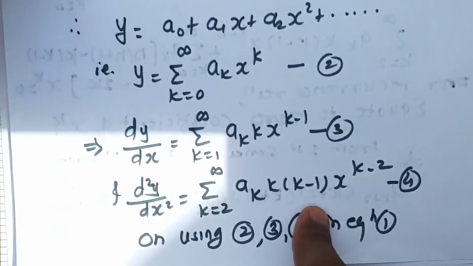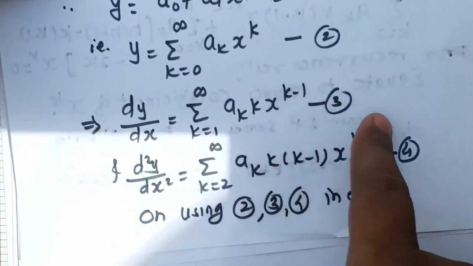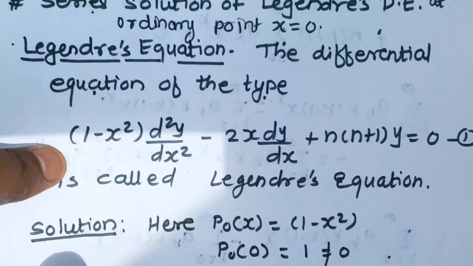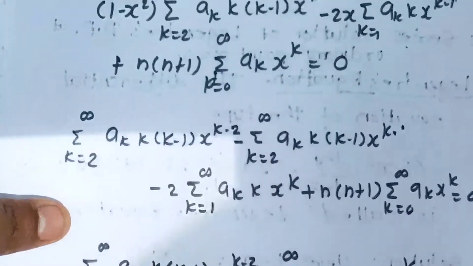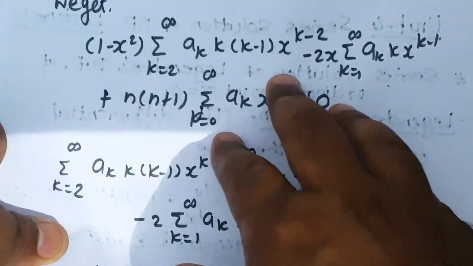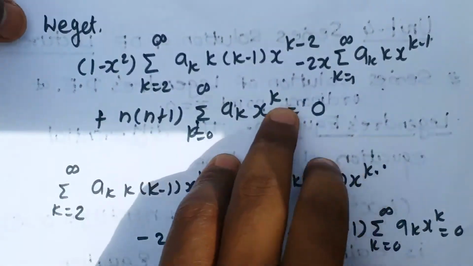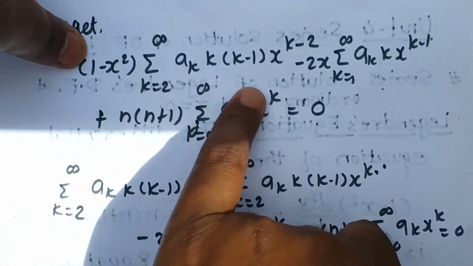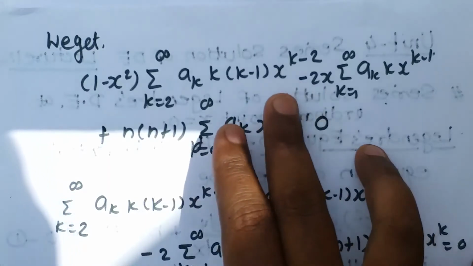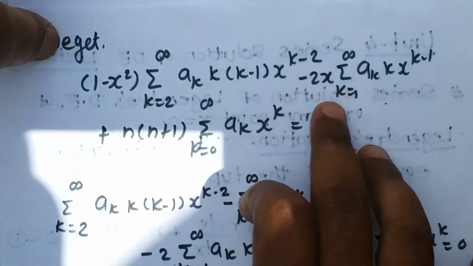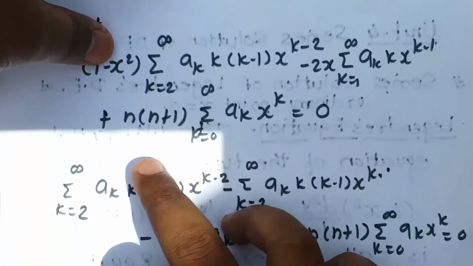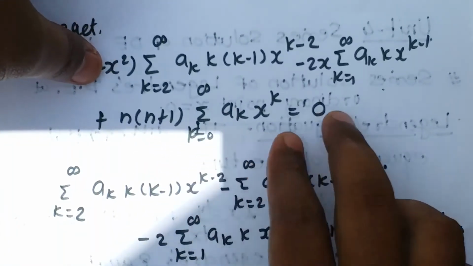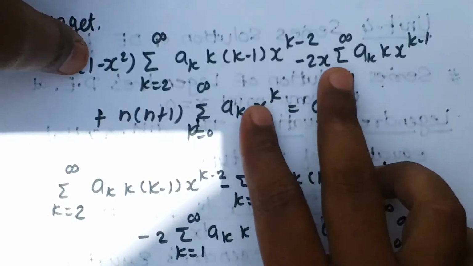Now the next task is to put these three values 2, 3, 4 in the given equation 1. So after doing that we get this step: (1 minus x square) into d2y by dx square, this is the derivative, minus 2x into the dy by dx value plus n into (n plus 1) in the value of y. Okay, now I have substituted all the three values in equation 1.